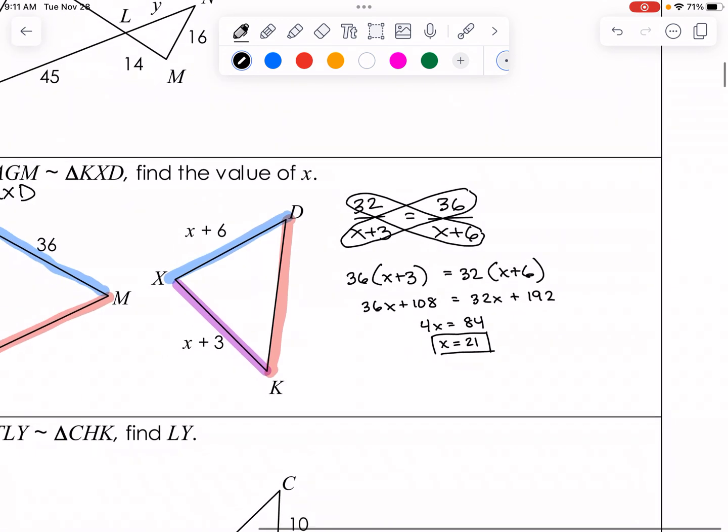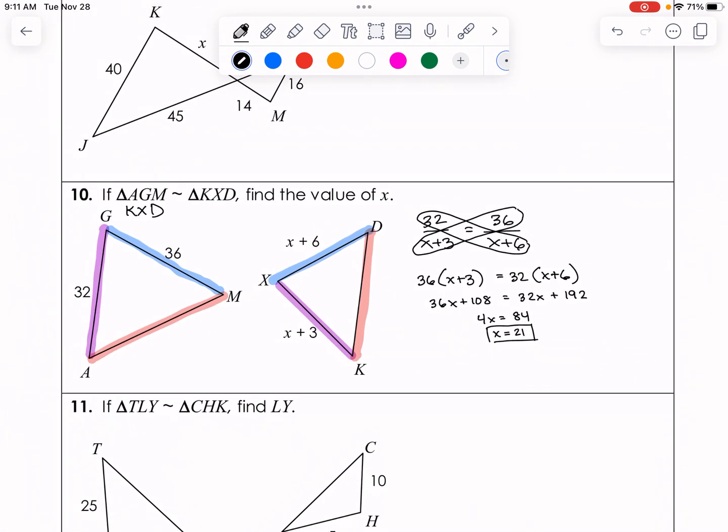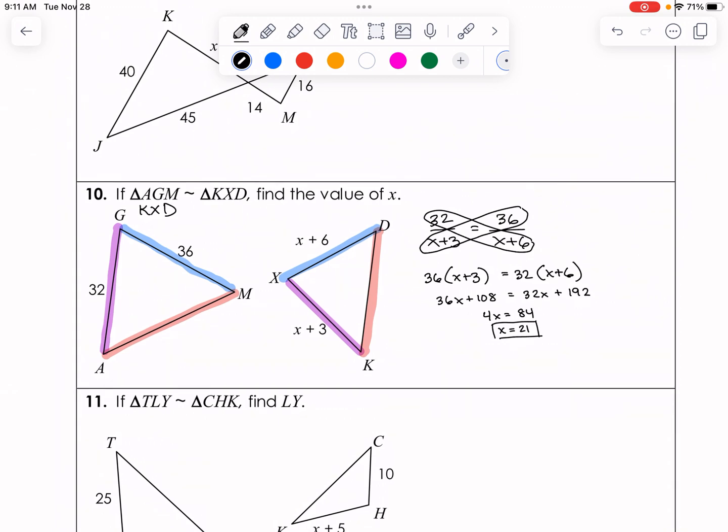Okay. So the only thing really different there is that we had to apply the distributive property when using the cross multiply and divide method. Okay.